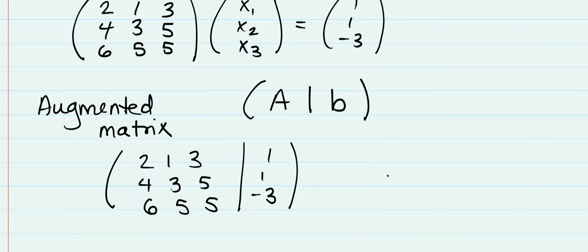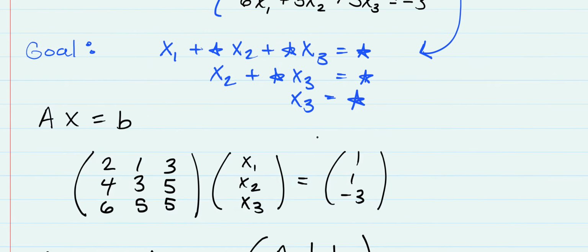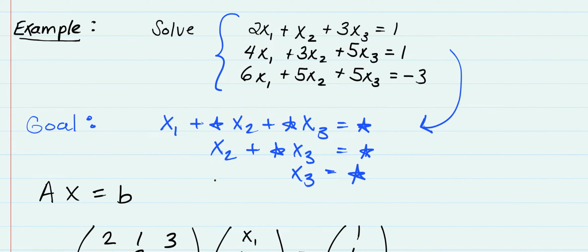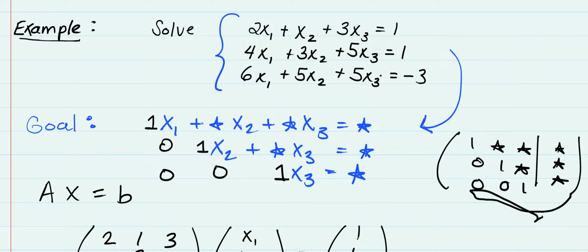Now, my goal, let's look back just for a second. I'm going to scroll up. I want to replace that augmented matrix with, notice that I have a coefficient of 1 here, nothing here, nothing here, a 1 here, nothing here, and a 1 here. I want to get a matrix that looks something like this. Oops, let me undo that.